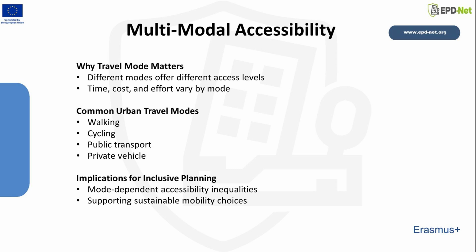Accessibility in cities depends strongly on the chosen travel mode. Walking, cycling, public transport, and private vehicles each provide different levels of access in terms of travel time, cost, and physical effort. As a result, accessibility outcomes can vary significantly depending on how people move through the city.